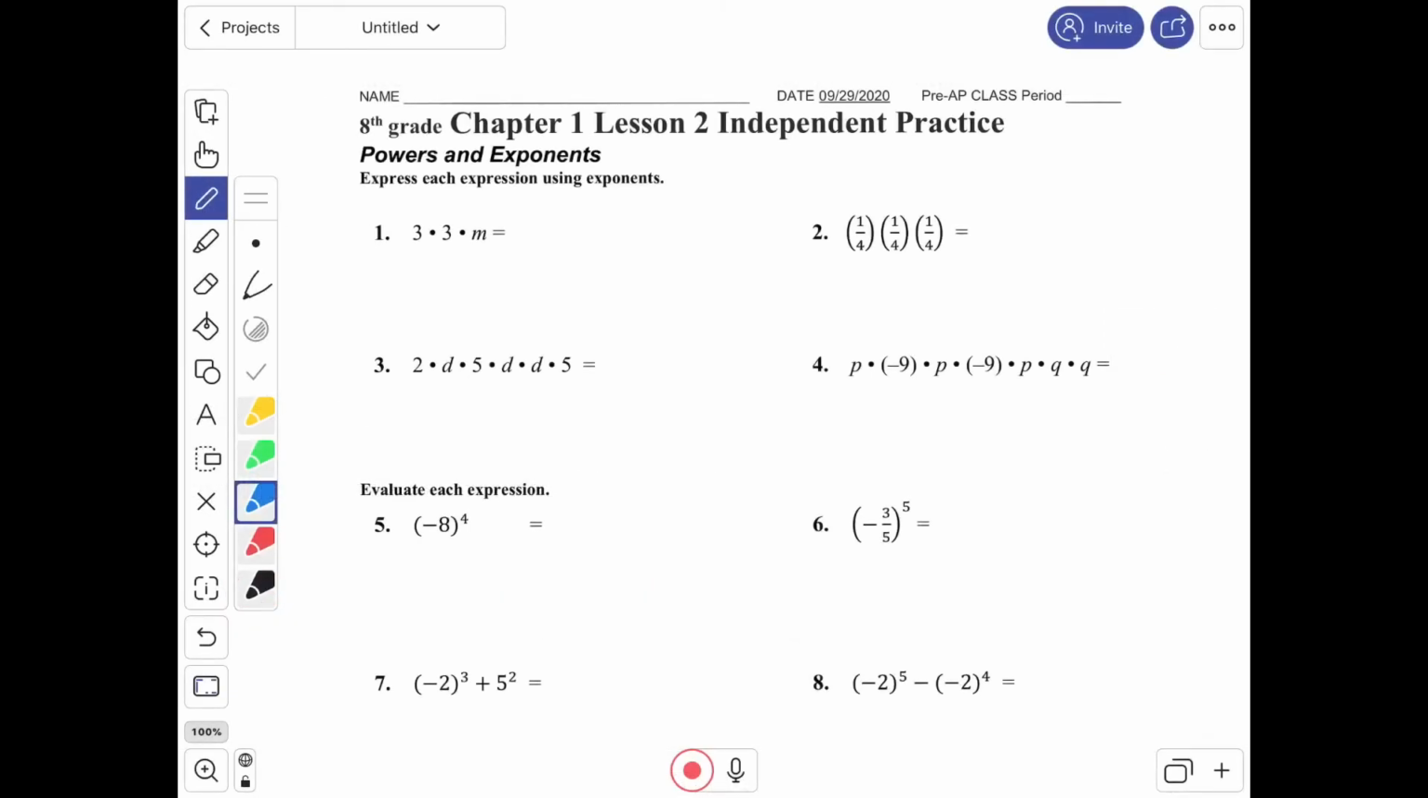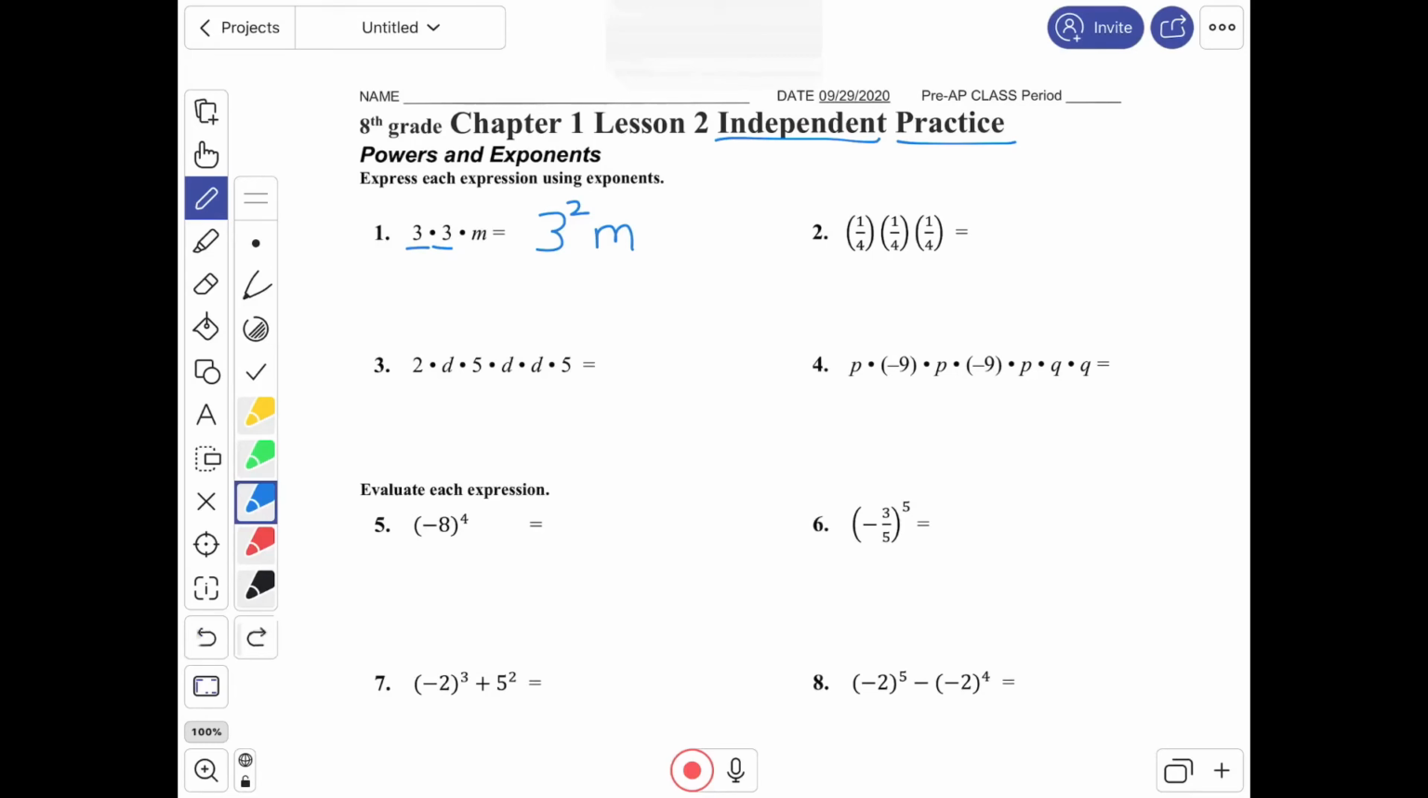Let's look at some of the problems you're supposed to be doing on the independent practice. 1, 2, 3, and 4, you're all supposed to be writing, express each expression using exponents. So we're just going to rewrite it as an exponent. We're not solving. So we have a 3, and it happened twice, times m, which only happened once. You can put an exponent of 1, but usually if it only happens once, we don't put anything. So that would be it. That's the answer for that one.